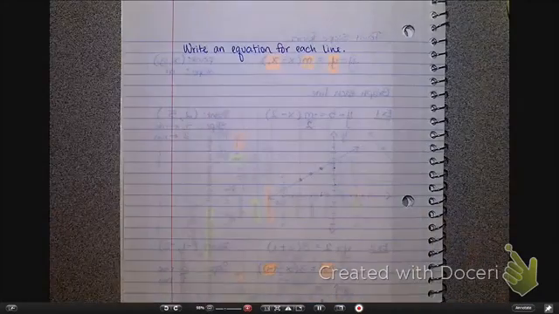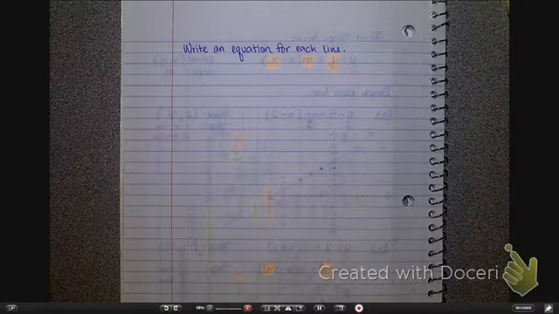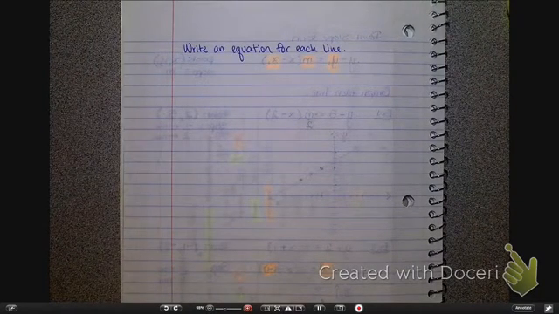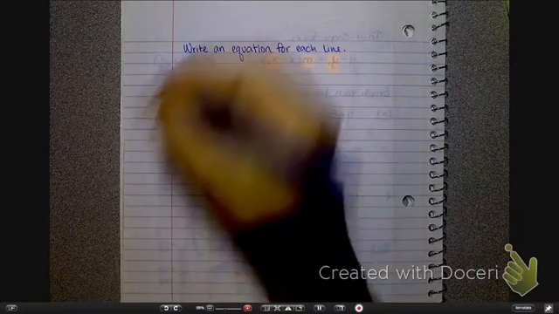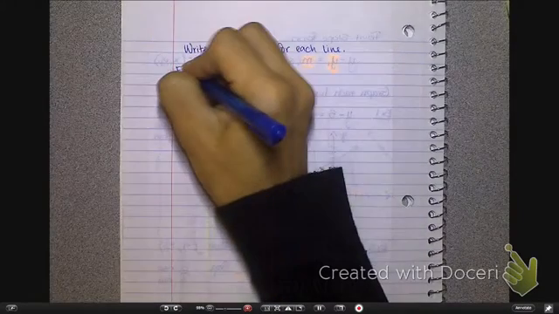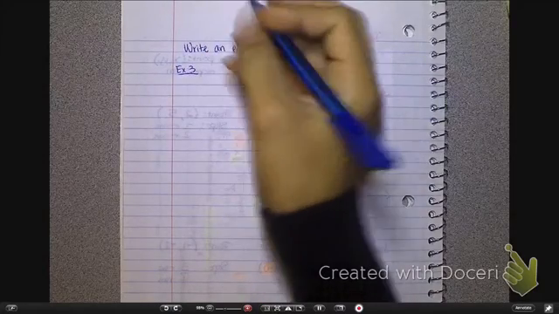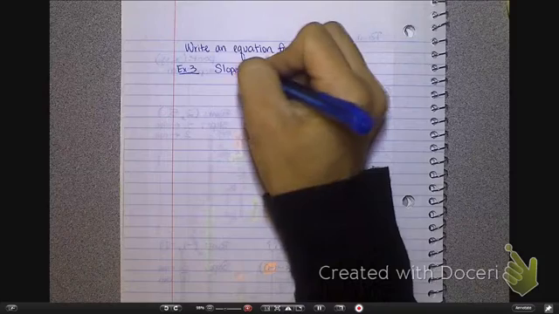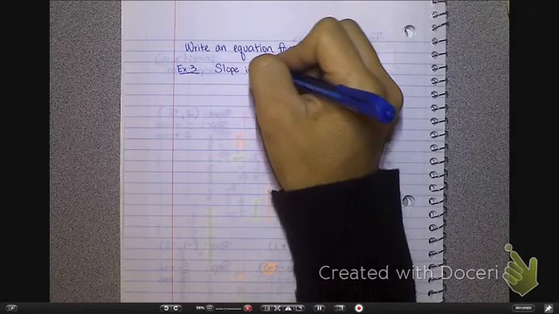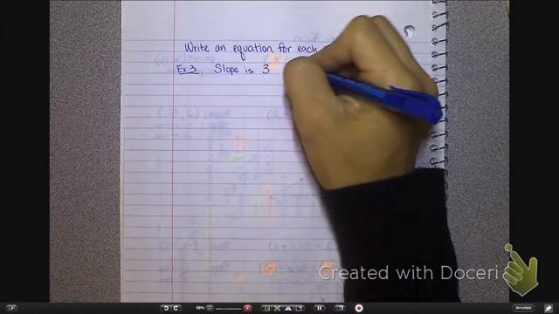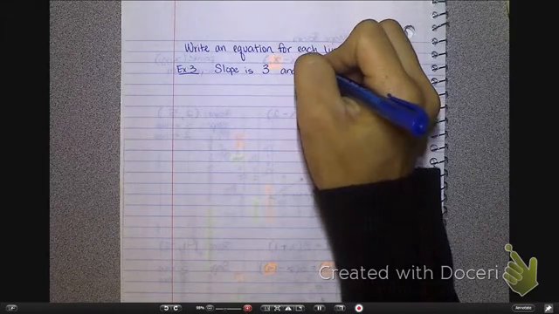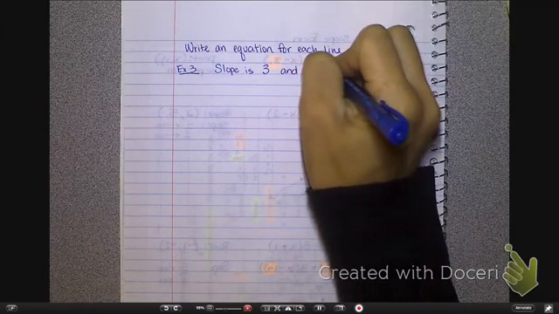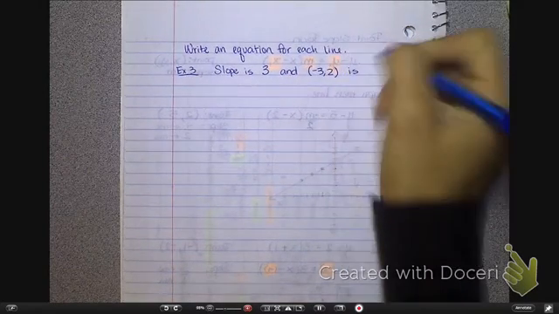Okay, can you guys see or no? Hold on. All right, there you go. Okay, next we're going to write an equation for each line. All right, so here's your example. The slope is 3. And negative 3 comma 2 is on the line.